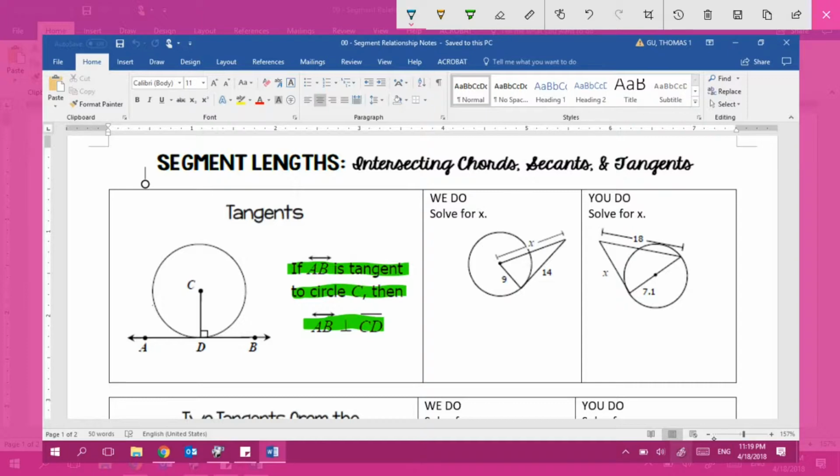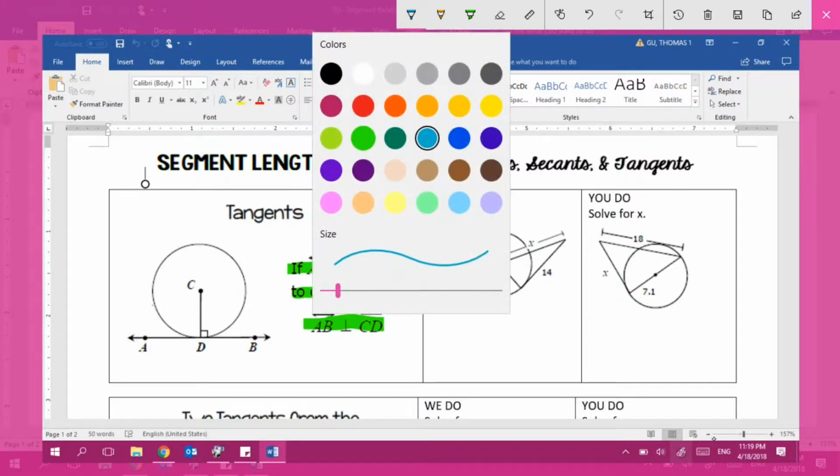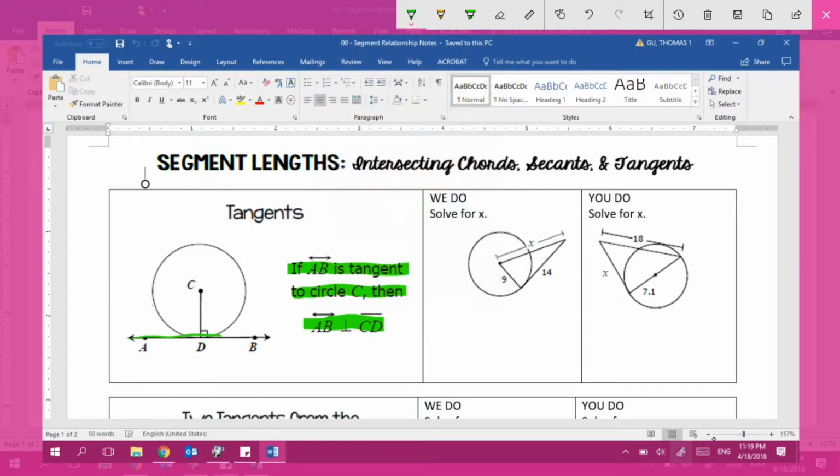You can see that AB is a tangent. It's intersecting at one point. And then you see CD. Well, AB, that tangent, is perpendicular to CD, which means there's a 90-degree angle right there. So that is one of the rules, and we're going to use this in some problems. So let's take a look.